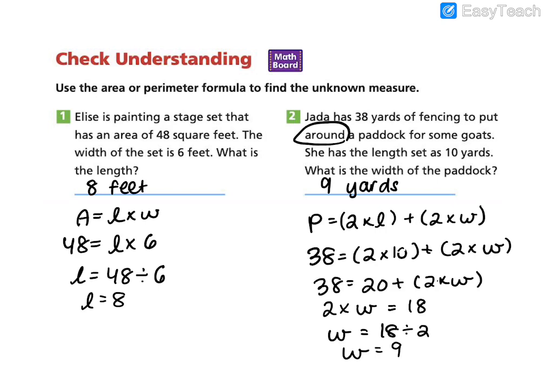For number 2, I saw this word around the padlock. So I knew our 38 yards had to go around and be the perimeter. So I wrote my perimeter formula of 2 times length plus 2 times width. My perimeter was 38. I put in all the other information I knew. I found that 2 times width would be 18. So I used my inverse operation to find that the width was 9 yards.